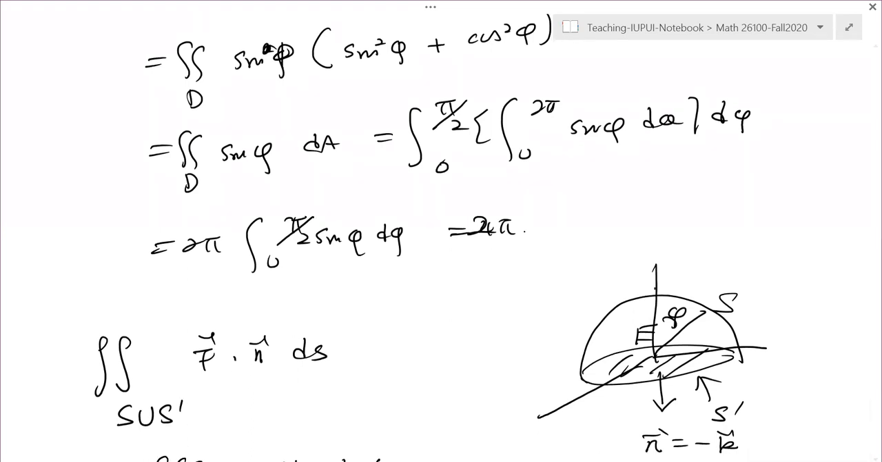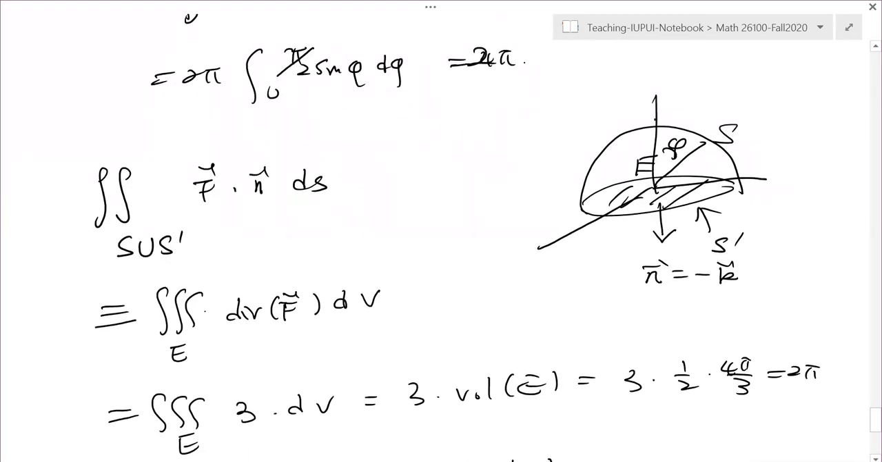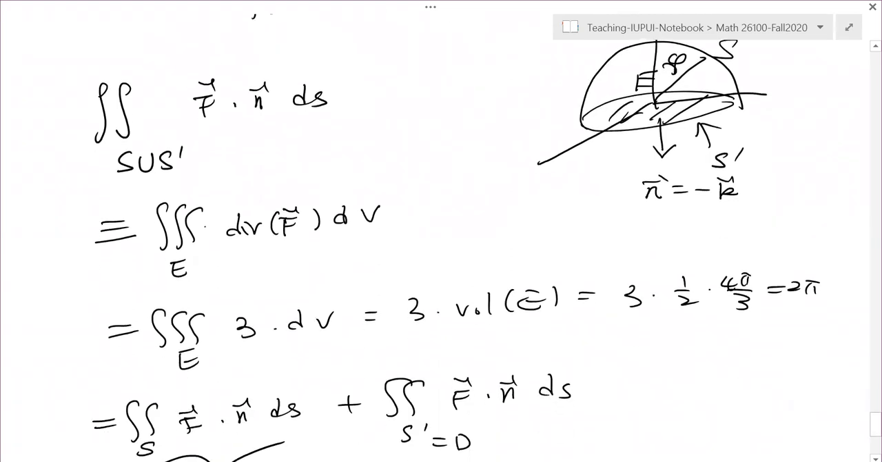Okay, so sometimes you are given a complex surface, but if you add another piece to make a closed surface, the other piece is simpler. Then you can transfer the integral over that complex surface to an integral over the simple surface, plus the triple integral on the region enclosed by these two surfaces.